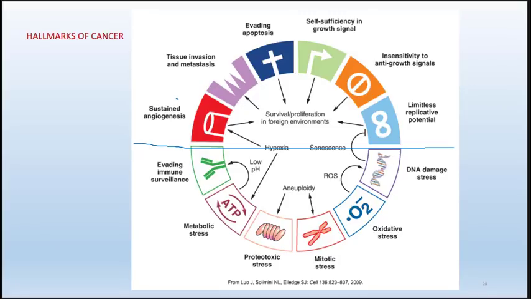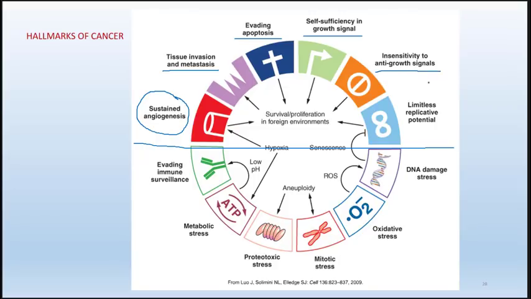At the top, in order for cancer to develop, it must possess sustained angiogenesis, meaning that it needs to have the ability to form new blood vessels for its survival and growth. Tissue invasion and metastasis: it needs to have the ability to invade tissue and then spread. It needs to evade apoptosis, meaning that it really needs to escape cell death. It needs to have self-sufficiency of growth signals, meaning it needs to be able to produce its own growth factors to promote its growth, because the rest of the body doesn't really want to support it.